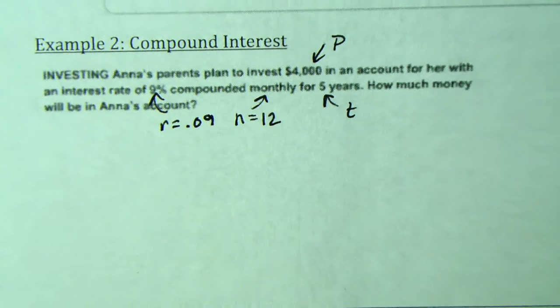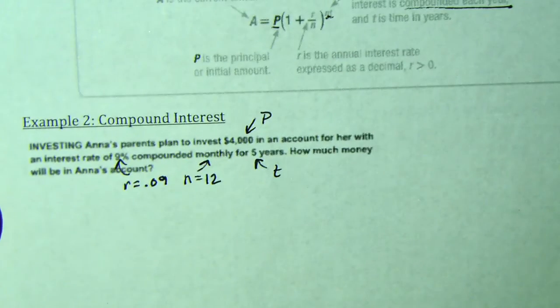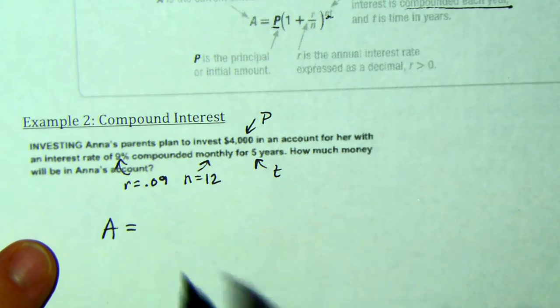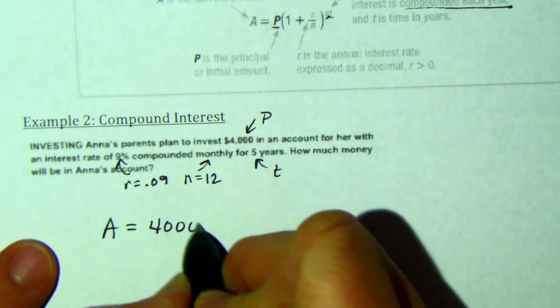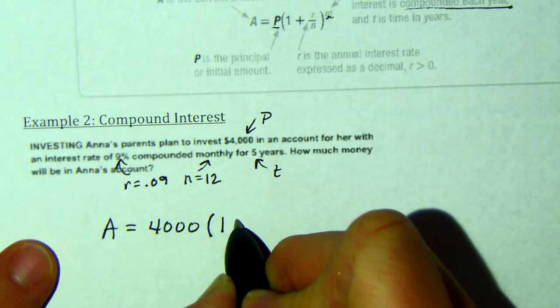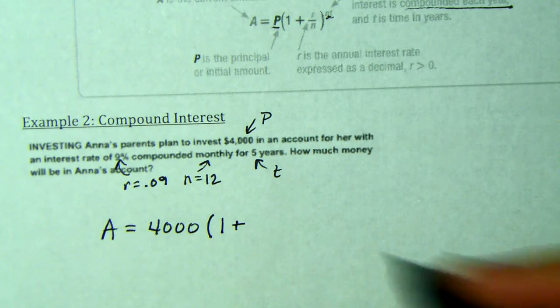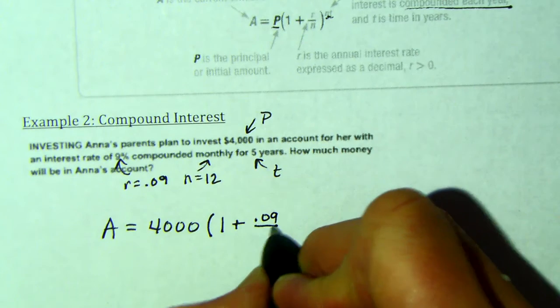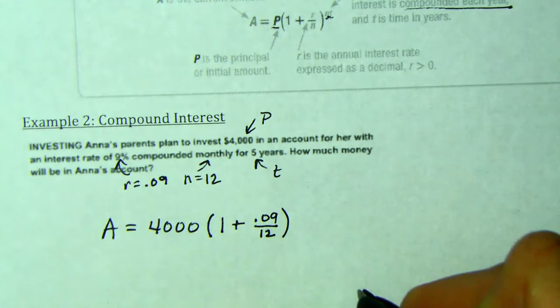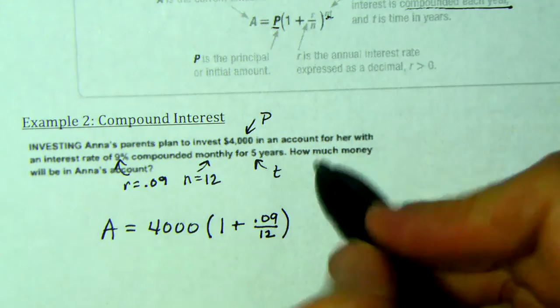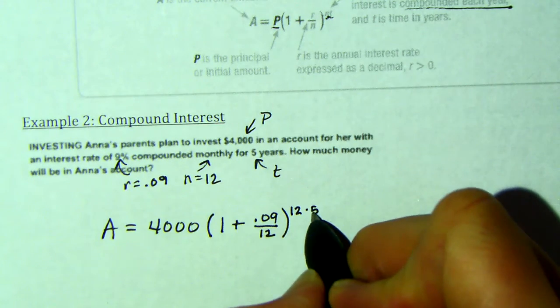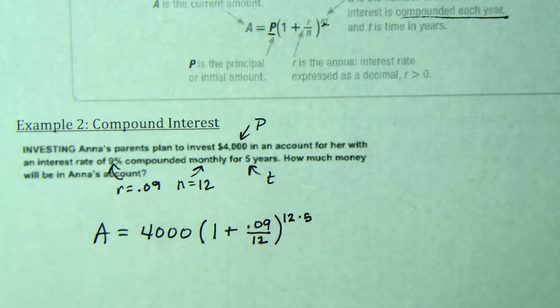So let's look at that equation. Follow it along. We've got A equals $4,000 times parentheses, 1 plus, here's our fraction, our rate, 0.09 over 12, parentheses, to the 12 times 5 power. So you're finding A. We are going to find, after 5 years, how much money does she have in that account? It better be more, right? Because she's making interest.